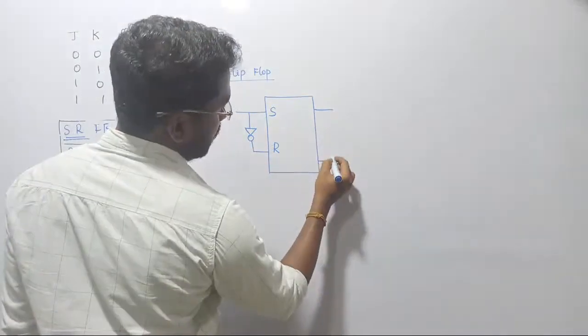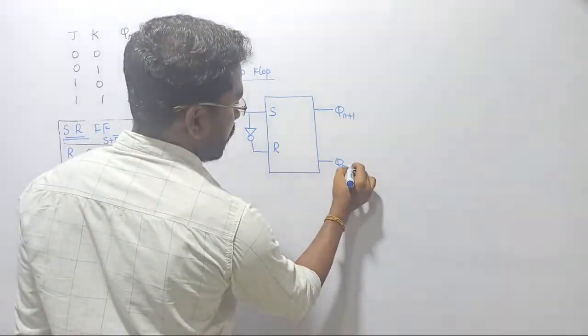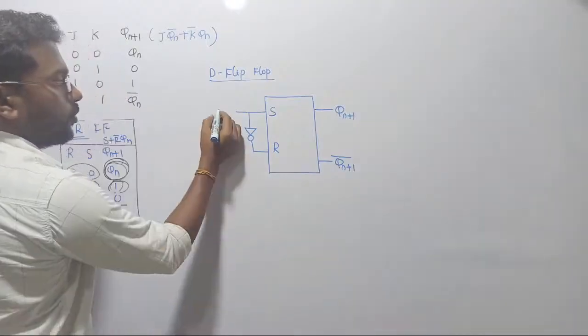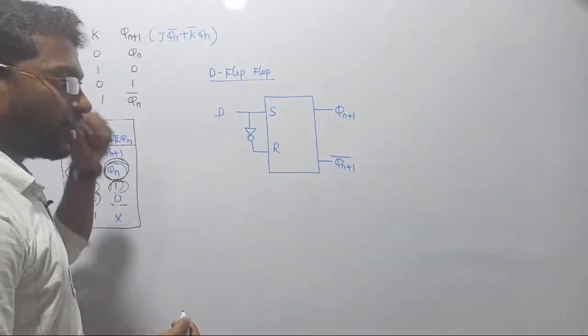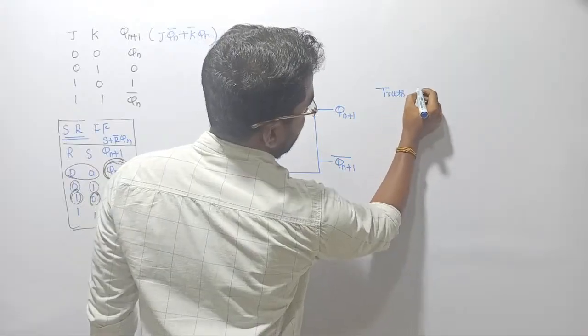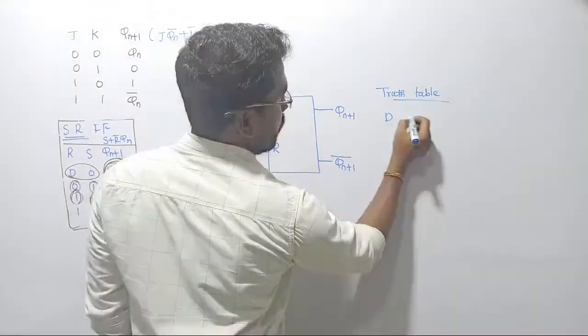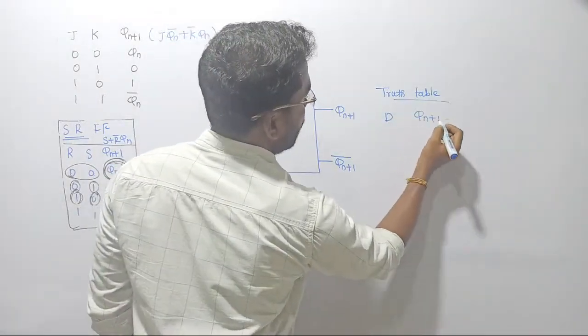So let us see its possible outputs. This is simply going to be Qn plus 1. This is going to be Qn plus 1 bar. Now your input is called data transmission, right? So first let us design the truth table. Our first task is to design the truth table. So in the truth table we have input D, and output is going to be Qn plus 1.